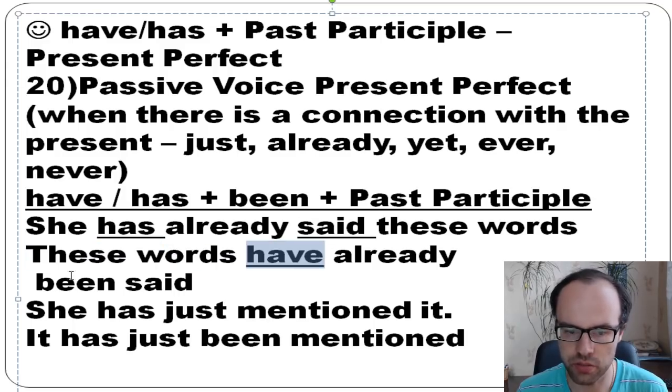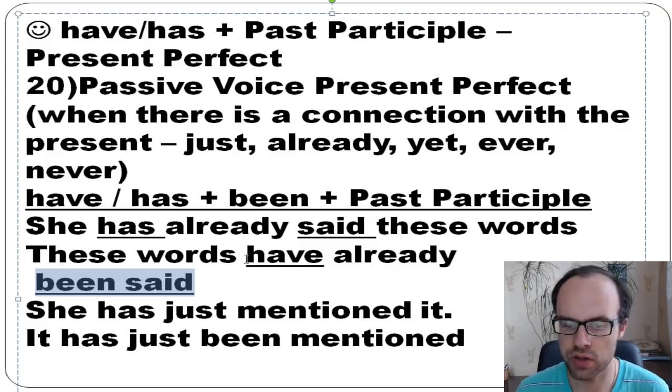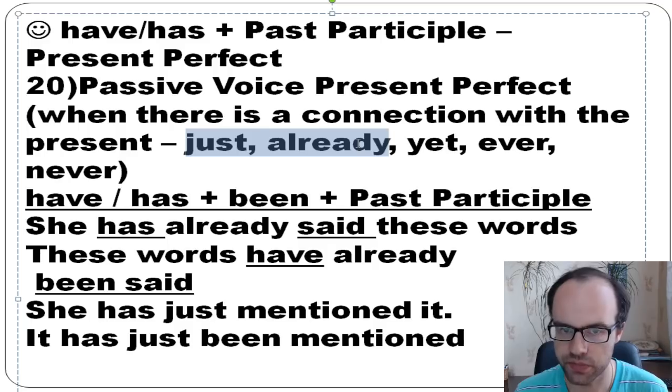Already, you put it in the middle. Been plus past participle: said. These words have been said. Okay, so you can say these words have been said, or these words have already been said. You know that we put just and already in the middle.